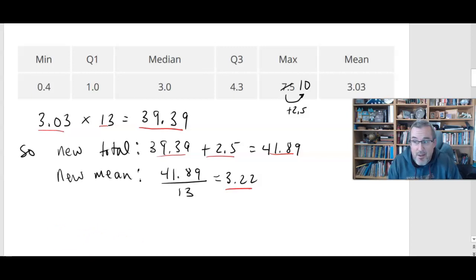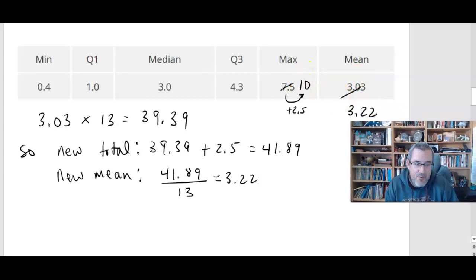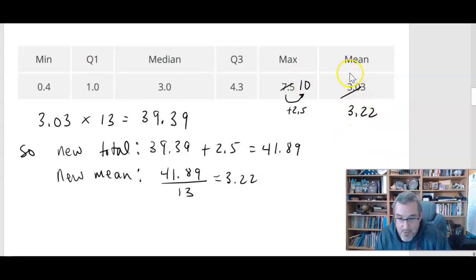So the mean would be affected, but not any of the other statistics other than the max, obviously, because that's what changed. And then the mean now would be 3.22 instead of 3.03. And of course it would be greater because we added more distance. We went from 39.39 to 41.89. Equally distribute more distances, you're going to get a greater mean. You're going to get a greater average.